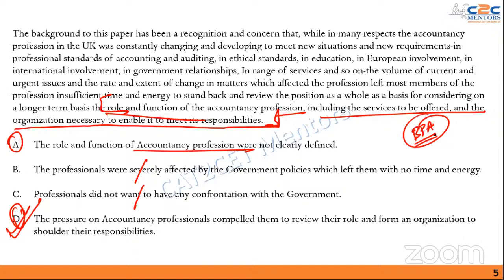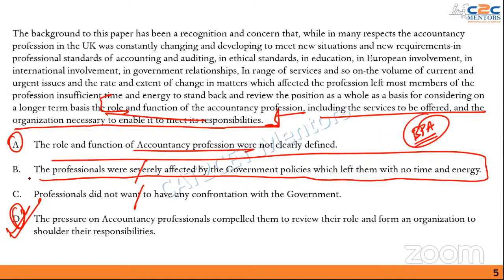Okay, अब देखो B क्या बोलता है, because we read it now, that's the reason I'm telling you. The professionals were severely affected by the government policies which left them with no time and energy. Guys, do you really think that this can be a summary? देखो यहाँ पे एक छोटा सा प्रॉब्लम है, उनकी अकाउंटिंग वालों की बहुत सारी प्रॉब्लम है. B में सिर्फ एक प्रॉब्लम डिस्कस करी है. How can one problem be the entire summary of a passage? But look at D. The pressure on accounting profession compelled them to review their role and form an organization to shoulder the responsibilities. This is the main crux. This is the entire thing.